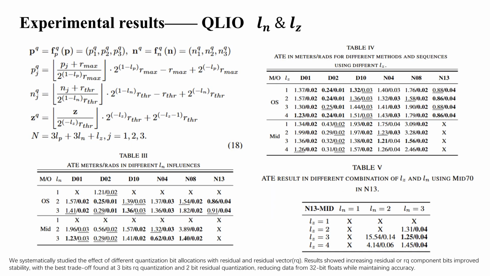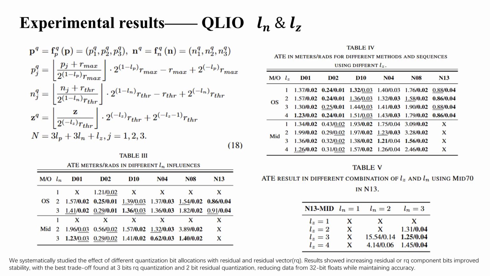We systematically studied the effect of different quantization bit allocations. Results showed that using 1-bit residual components led to system failure due to precision loss, especially on MID and OS platforms. Increasing residual component bits improved stability, with the best trade-off found at 4-bit quantization, reducing data from 32-bit floats while maintaining accuracy. Our approach achieved 1.5 KB per frame bandwidth, making it compatible with low-power communication protocols like UART and SPI.